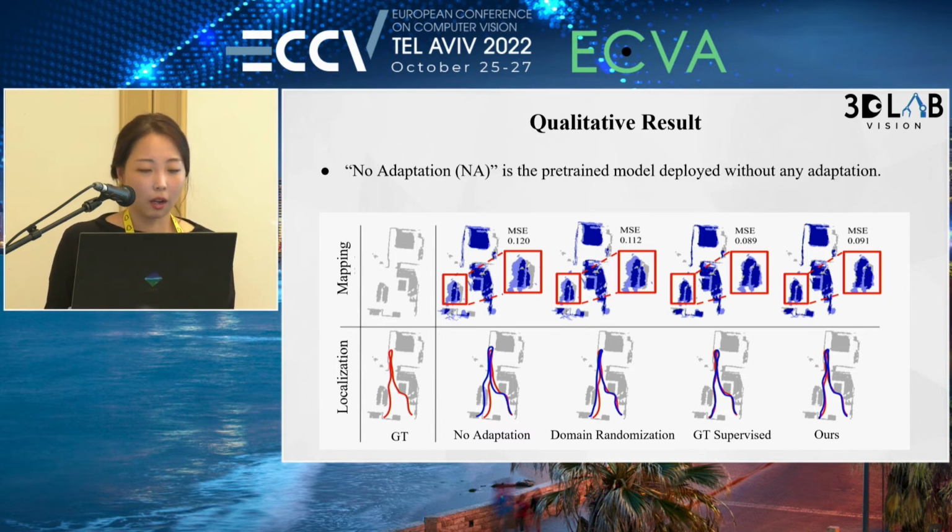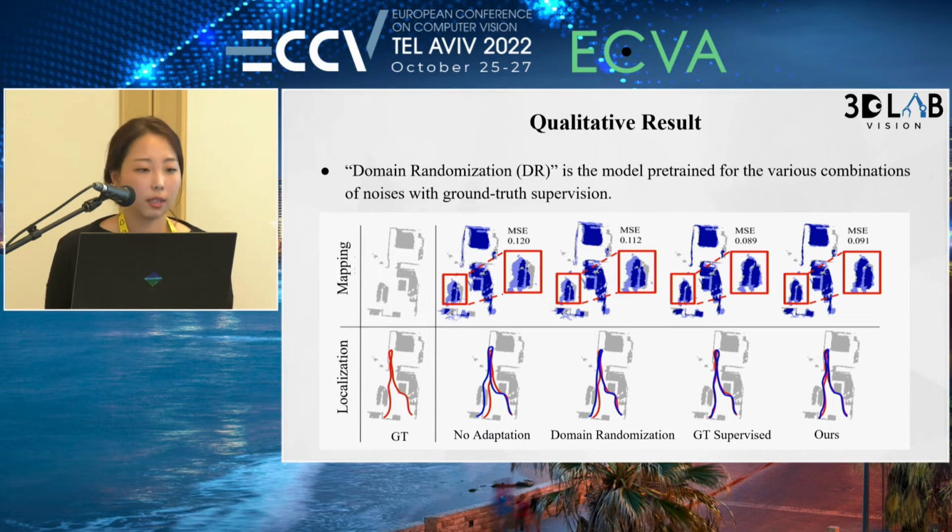So we are comparing our model with 3 different baselines. First, no adaptation. It is the pre-trained model directly deployed in the new environment without any further adaptation. So this sets the lower bound of the performance so that we can compare our agent to it. And next, we are using domain randomization, which is the model pre-trained for various combinations of noises with ground truth supervision in the training set.